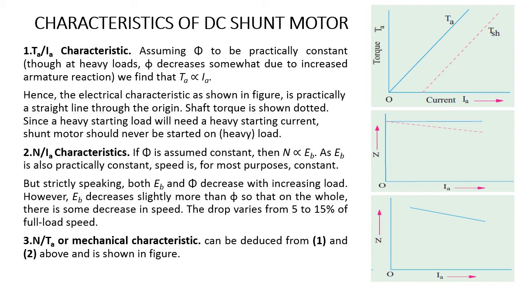Characteristics of DC shunt motor. The first characteristic is the Ta versus Ia characteristic, assuming φ to be practically constant. Why? Because the shunt field winding is connected across the armature and at the same time across the supply. If the supply voltage is constant, automatically the shunt field current is also constant. If the shunt field current is constant, the flux is also almost constant. So here Ta is only directly proportional to armature current Ia. Hence the electrical characteristic, as shown in the figure, is practically a straight line through the origin.